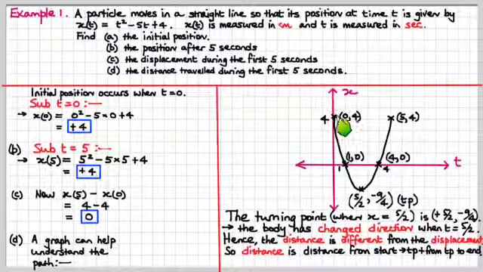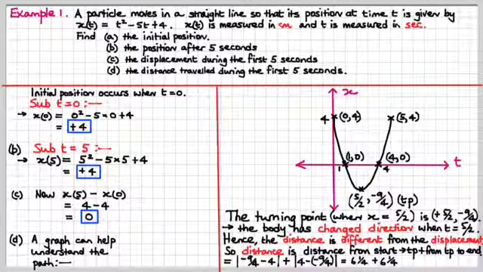Okay, the two components of the journey. This one to here and this one to here. Okay, and add them up. Don't worry about the plus or the minus because distance doesn't care about that. So I put modulus signs around this.